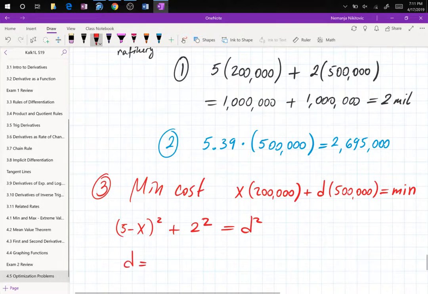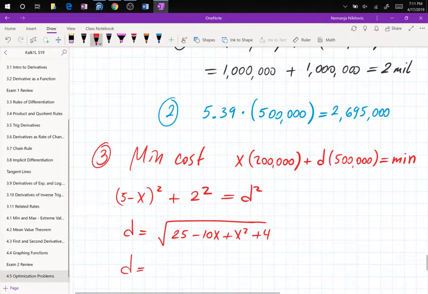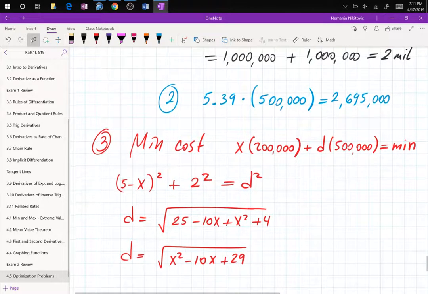So d is equal to the square root. It should be a plus minus square root, but distances are not negative, so we are ignoring the negative. It's going to be 25 minus 10x plus x squared plus 4. D equals square root of x squared minus 10x plus 29. There is your what? Constraint, right? It came from the geometry, that triangle.